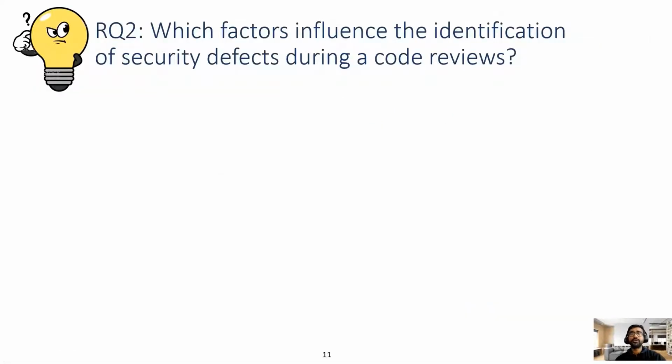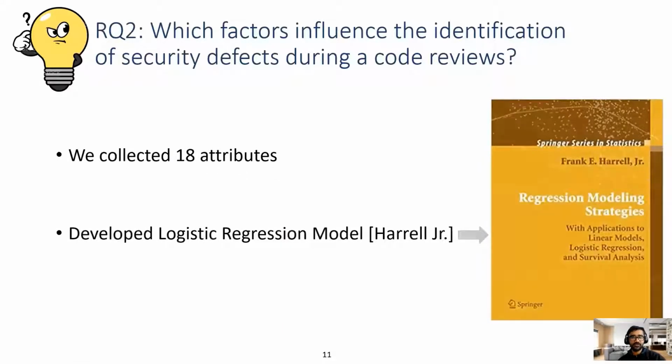Next, we investigated which factors influence the identification of security defects during code reviews. With this goal, we collected 18 code review attributes. Using those attributes, we developed a logistic regression model following the approach of Harrell Jr. Logistic regression can be very effective in predicting binary classification based on one or multiple attributes.